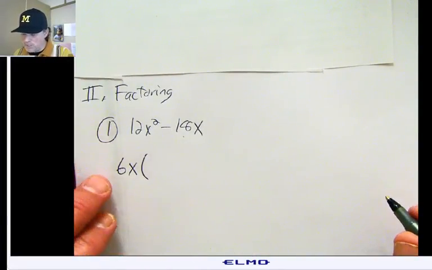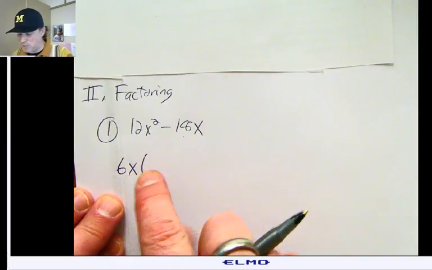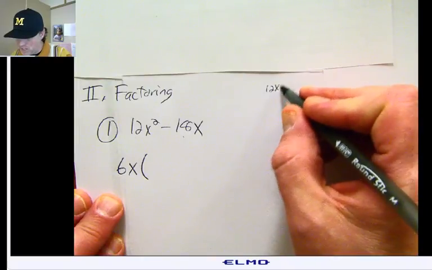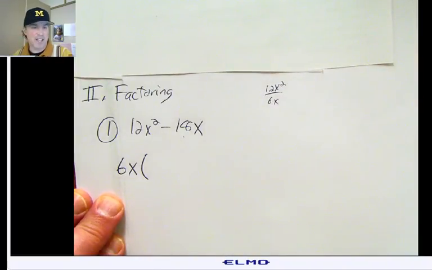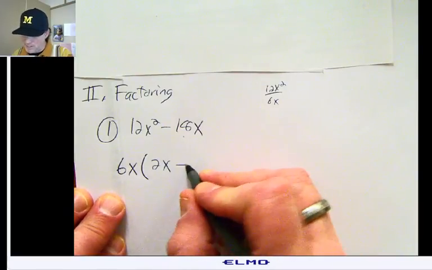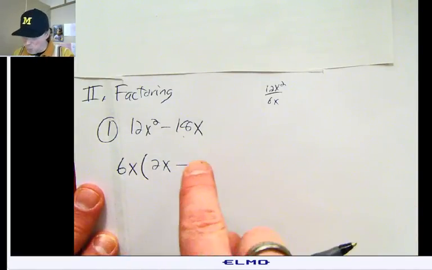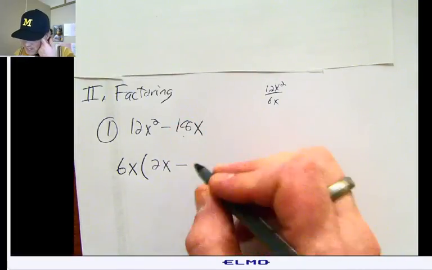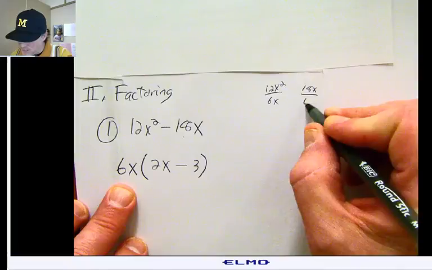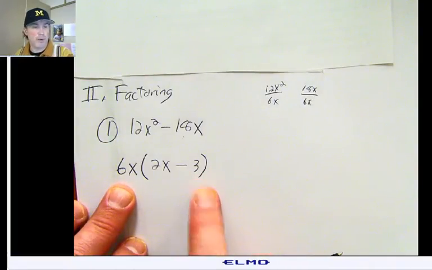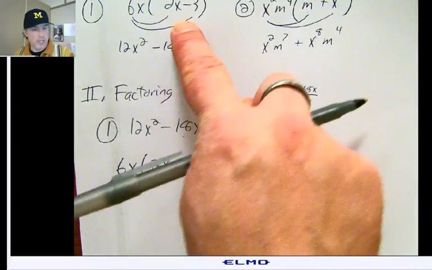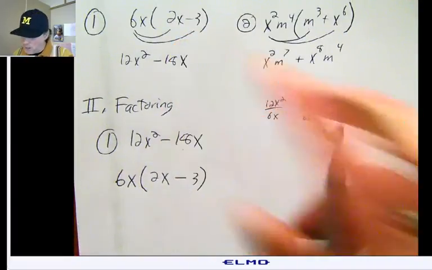Now, 6x times what gives me 12x squared? Or another way of looking at it is 12x squared divided by 6x. Either way, that's 2x. Minus 6x times what gives me 18x? In this case, it's 3. Or 18x divided by 6x is also equal to 3. So this is how you go about factoring it, and if you look up here, yay, we did it right.